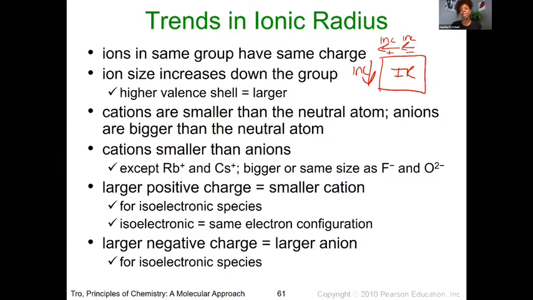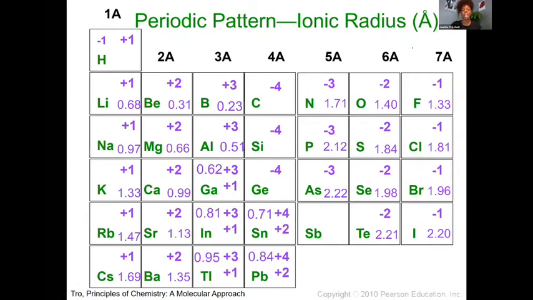When we're dealing with things that are isoelectronic, which means they have the same electron configuration or the same number of electrons, keep this in mind: the smaller cation will be the one with the larger positive charge. And for species with the same number of electrons, the larger the negative charge, the bigger that ion will be. There are exact values you can assign, but we're focused more on the overall trend.